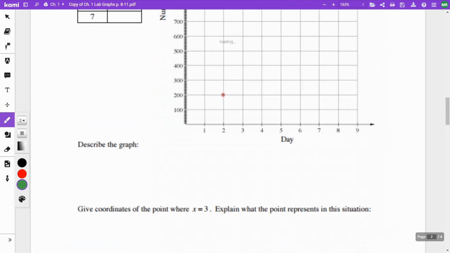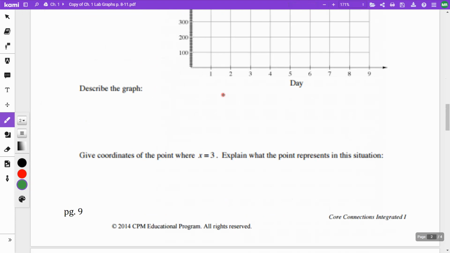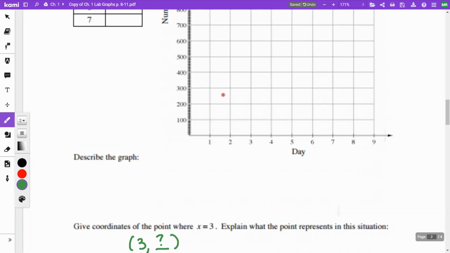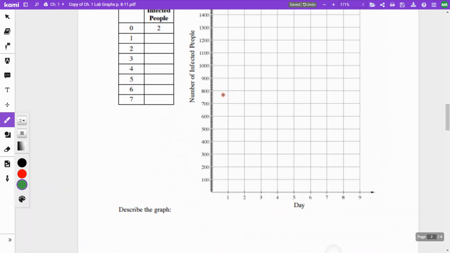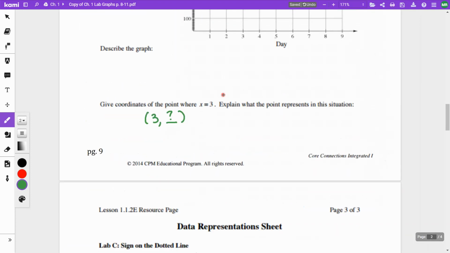Then you're going to do the same thing. You're going to describe the graph. And then again, you're going to try to figure out 3 comma what, and you're going to explain in this situation what that means. Remember, your X is days and your Y is the number of people infected.